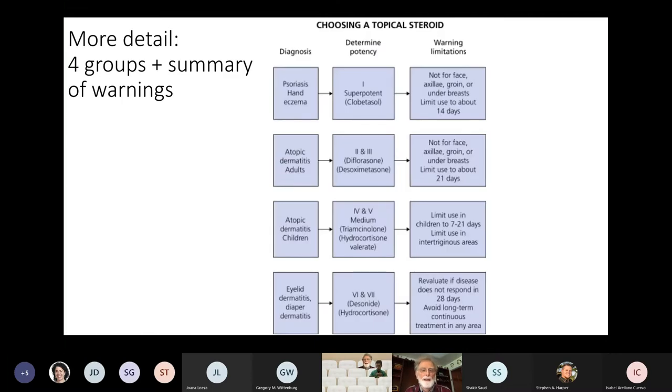This is another list. This time there's four categories with a helpful warning. And I'll just go through the warnings from top down. The strong steroids are not for the face, axilla, groin, intertriginous, under breast. Then you should try to limit. The next level down, the atopic dermatitis in adults, the main indication, but don't use it in those areas up at the top, and limit it in the amount of time.